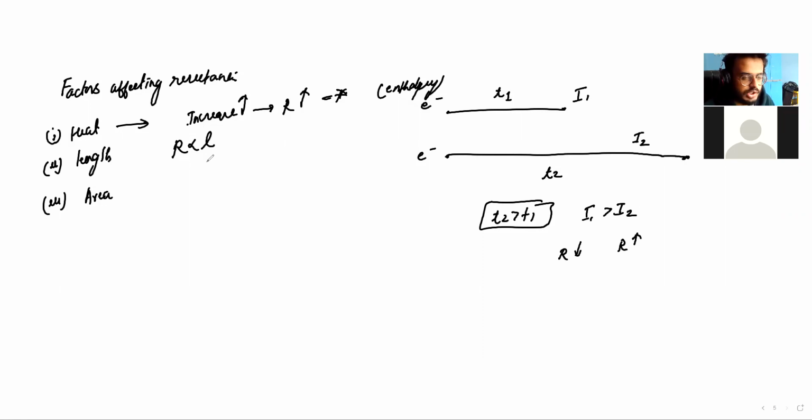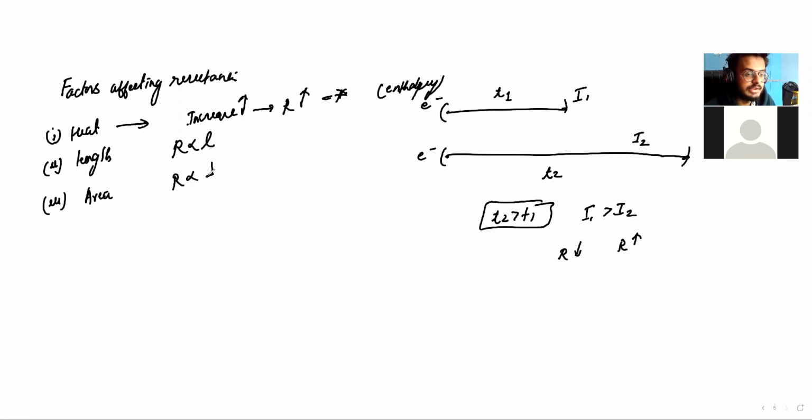If the length is more, your resistance will increase, right? So you can clearly visualize it from the time. Basically, if the time taken by the electron to move from one end to the other is more, obviously your current is less, so your resistance is higher. Okay. So resistance is directly proportional to length. Resistance is directly affected by length.